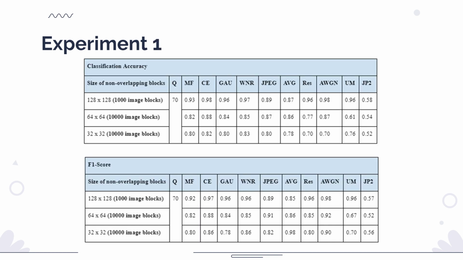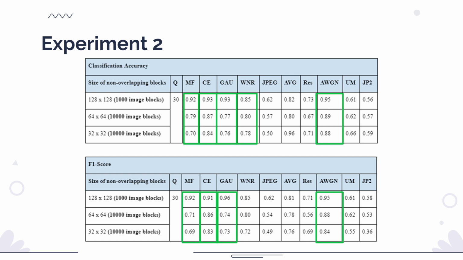In experiment 1, the manipulation operations highlighted in green achieve high accuracy scores and F1 scores in different sizes of image blocks. However, detection in images that are manipulated by JPEG 2000 operations scored low accuracy scores. This is due to double compression. Double compression causes a huge drop in the quality of images.